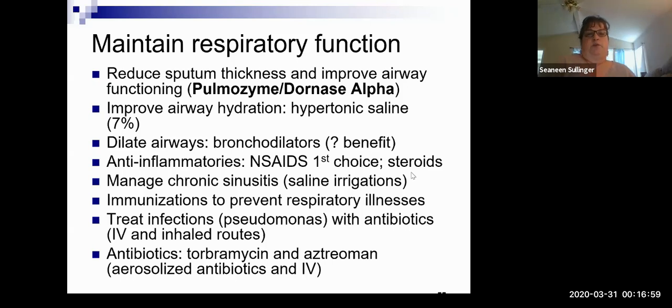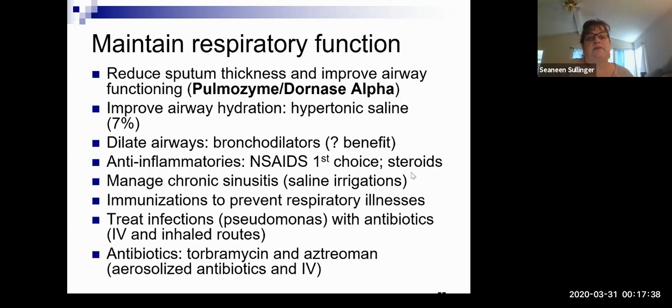Trying to maintain respiratory function would be one of the goals. You want to reduce the sputum thickness and improve the ability to move air through the airways. Dornase alfa, Pulmozyme, is a medication that can help do that. Hypertonic saline can help with hydration. Sometimes bronchodilators help, but sometimes the side effects are pretty bad. NSAIDs, steroids. If they have sinusitis, you can do saline irrigations.